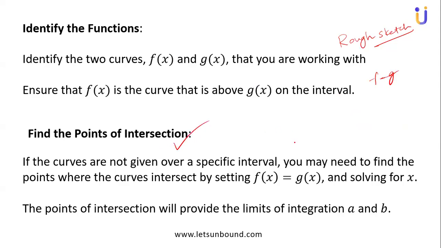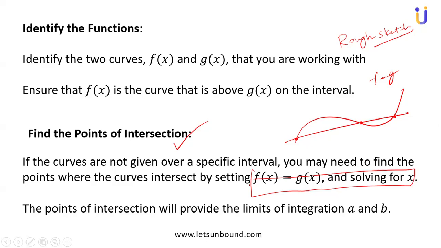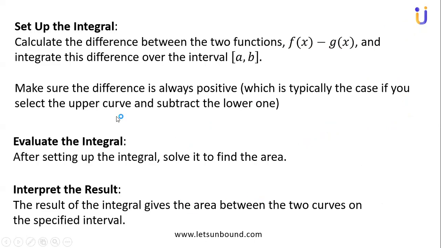Here the bounds will be the point of intersection of the two curves, right? So that is very simple. Just equate them and solve for x. And this will give the limits, or we can say the bounds of integration. Now set up the integral and make sure the difference is always positive. Evaluate the integral and solve it to find the area, then interpret the result.